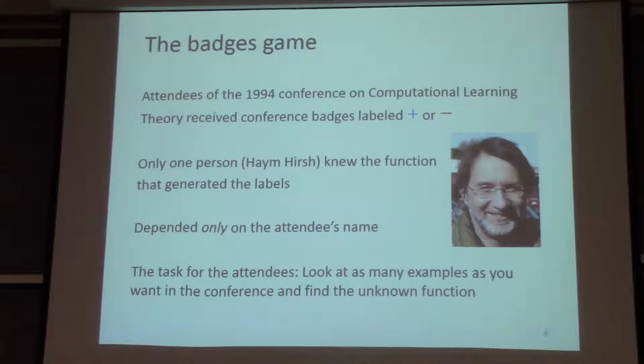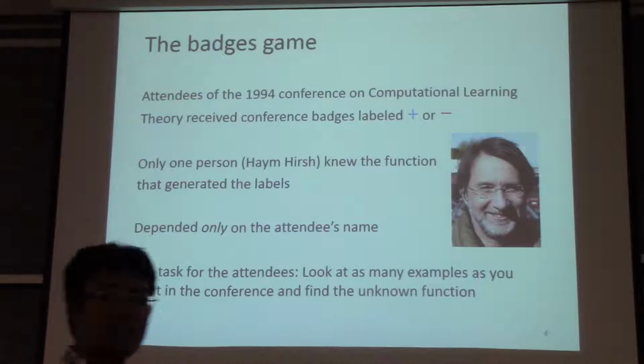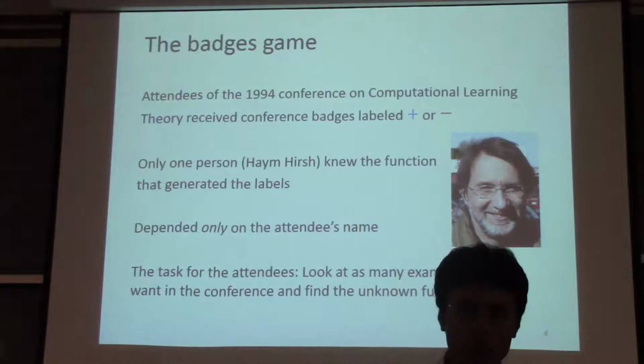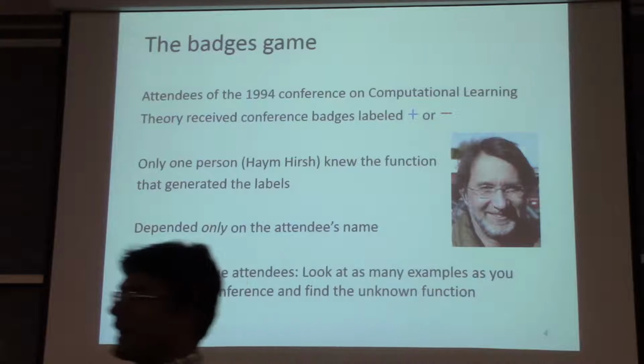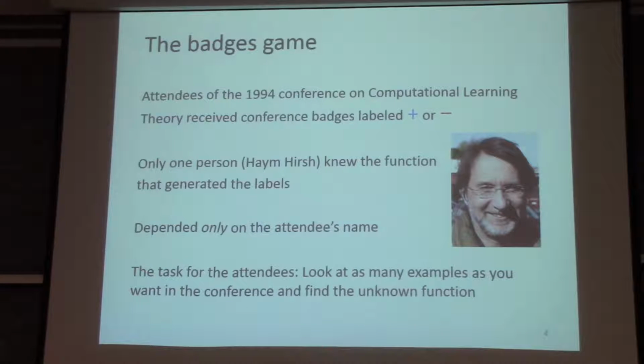And only one person knew how these labels were generated, and that was this guy, Haym Hirsh. He was the organizer of the conference, and the only guarantee he was willing to make was that this hidden function that was used to create this plus or minus label uses only the name of the attendee and nothing else. And really the goal was, you guys claim to understand machine learning, let's see if you can figure out this magic function that I used.